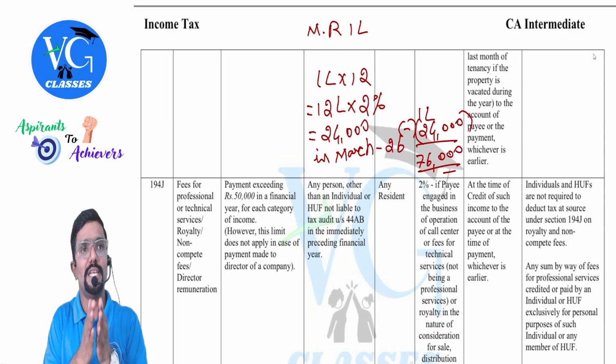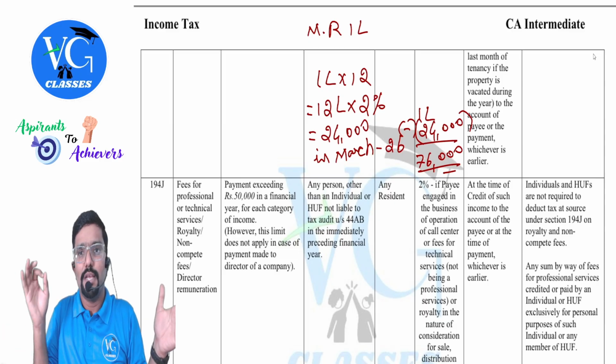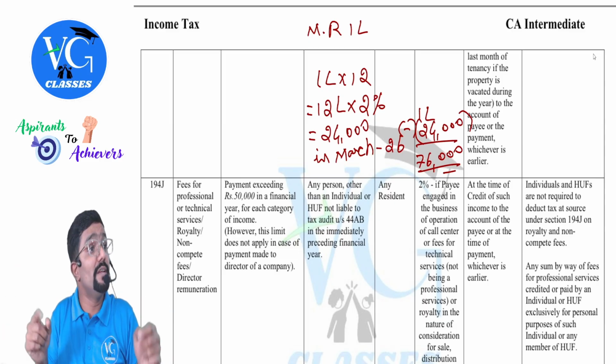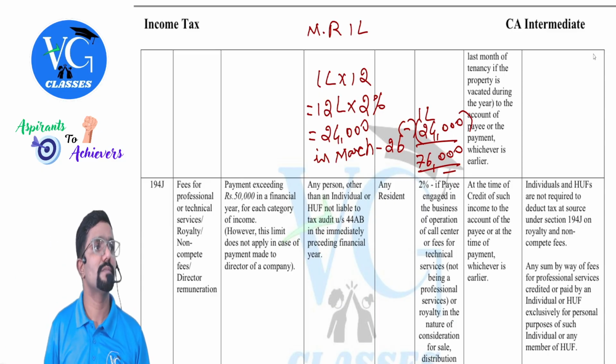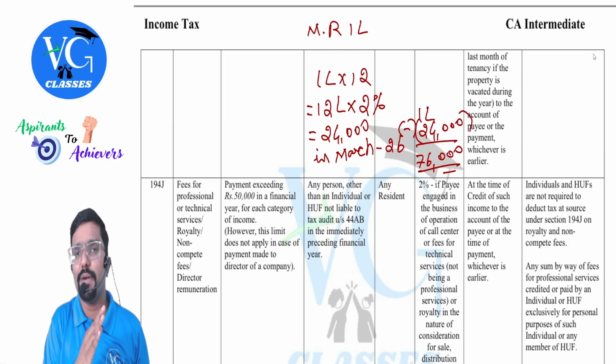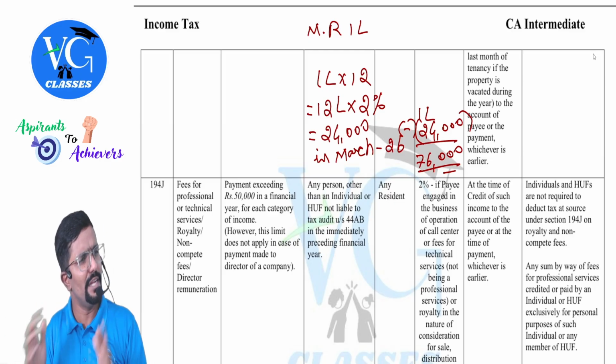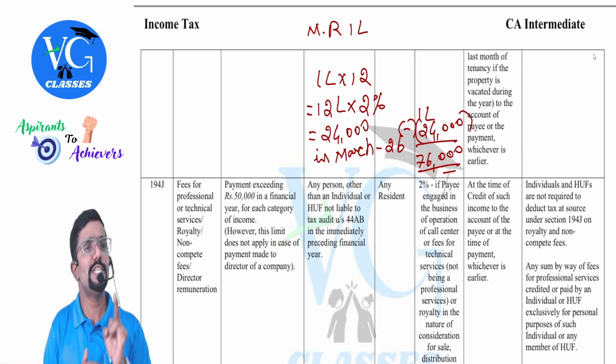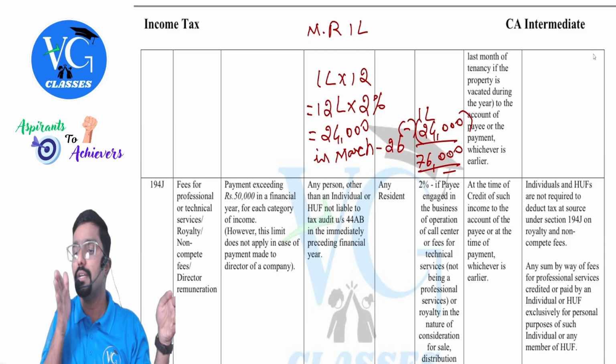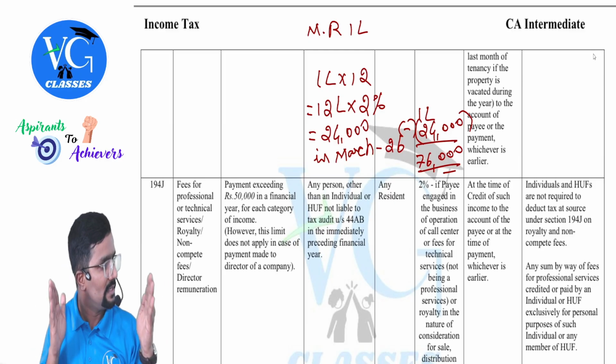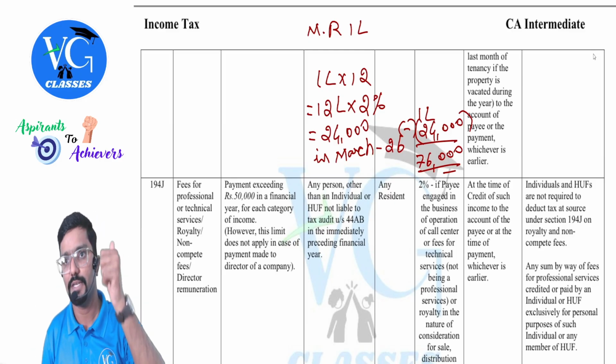So if the tenant is staying in the property for the full 12 months, you need to deduct TDS for the entire year. In which month? March month. If he is vacating the property in between the year, any month other than March, then he should deduct TDS in the last month of tenancy, from the beginning of the year till that month. Hope you got it.